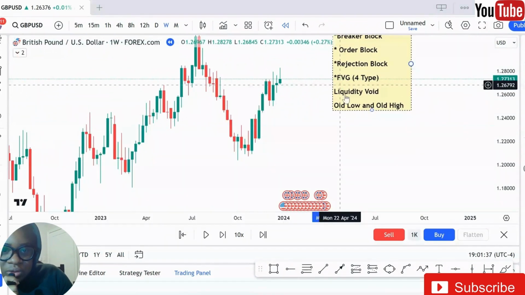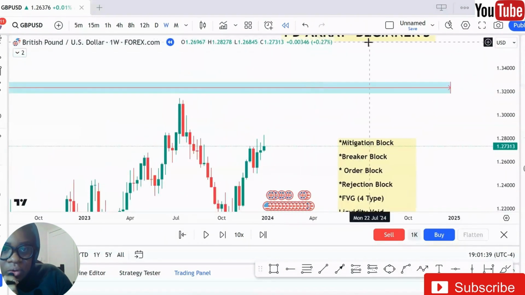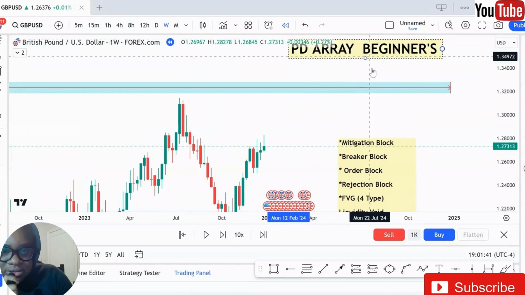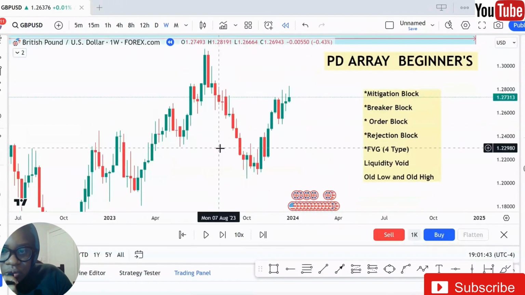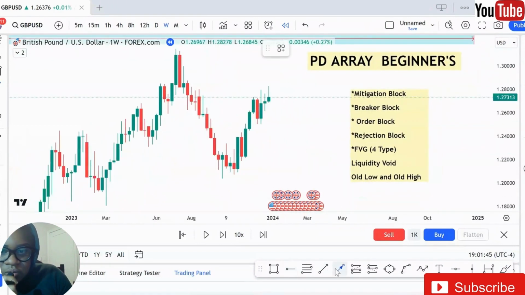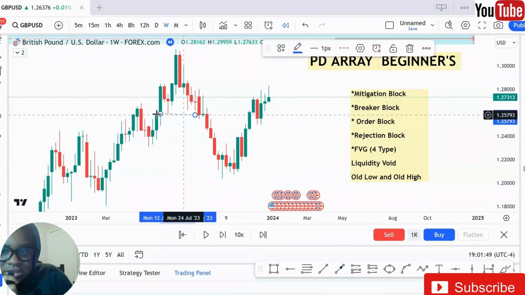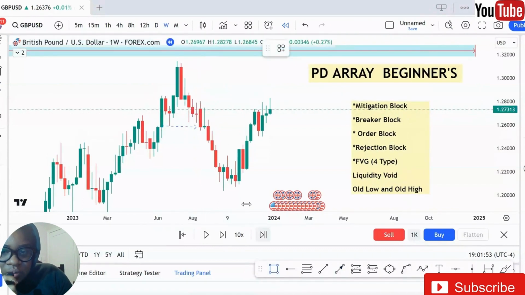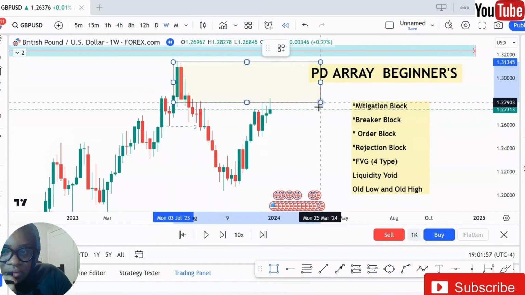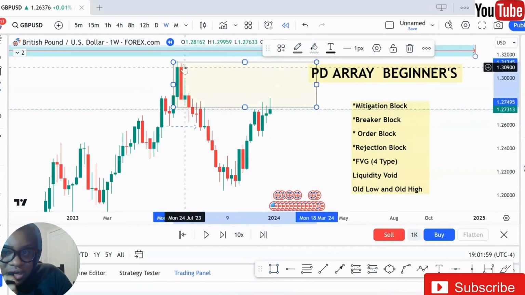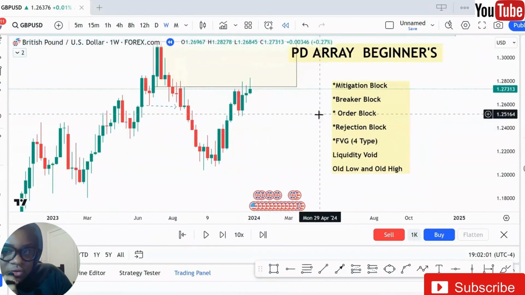Now on 1 week, using our premium and our discounts, what do we see here? There was a break of a swing low around here, signaling what? A breaker block here. What do we have next? We have an order block. You can see that, right? An order block. Just follow the whole step here.